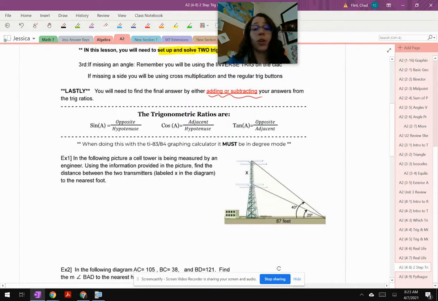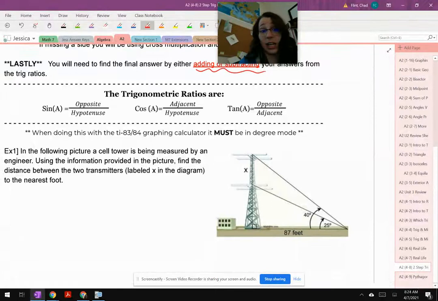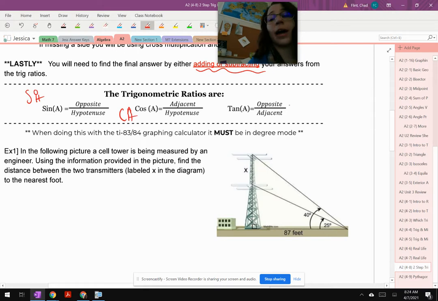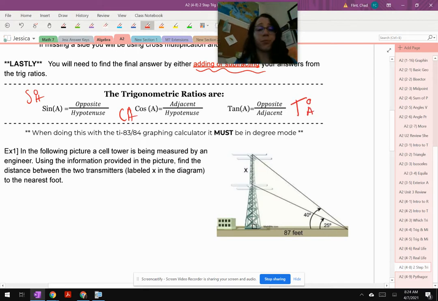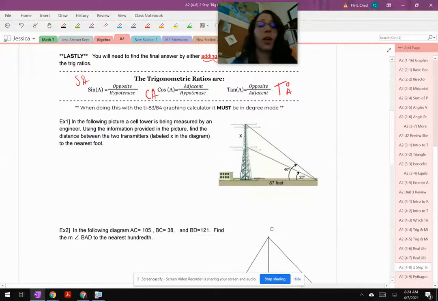Your 3 ratios, as we've been talking about for the past 8 lessons now, sine, cosine, and tangent, that SOHCAHTOA acronym with your opposite, hypotenuse, and adjacent. My hair's a little cray-cray.